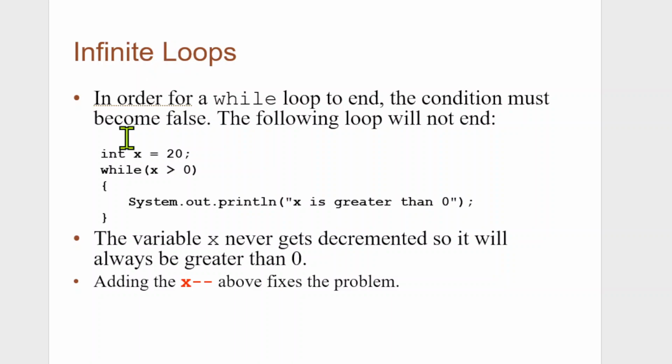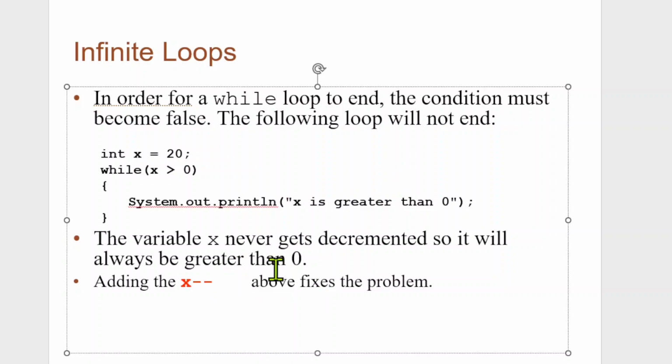An infinite loop, which we watch here: we start with an x and we make it 20. And then we say while x is greater than 0, print out x is greater than 0. Well, the problem is this is never going to stop because at no point are you decrementing x. So you have to add something to it. You could add an x minus minus. You could add x equals x minus 5 if you want to do more than just the x minus minus. But remember, the x minus minus will take off 1 each time.